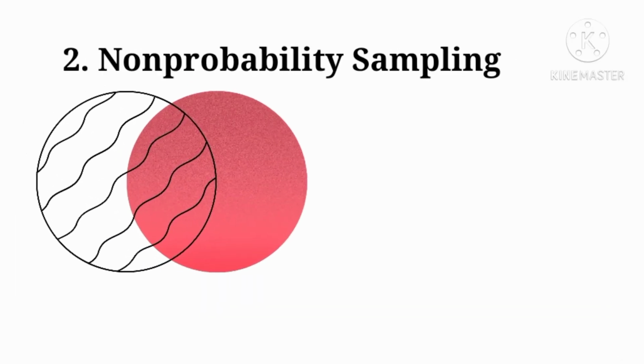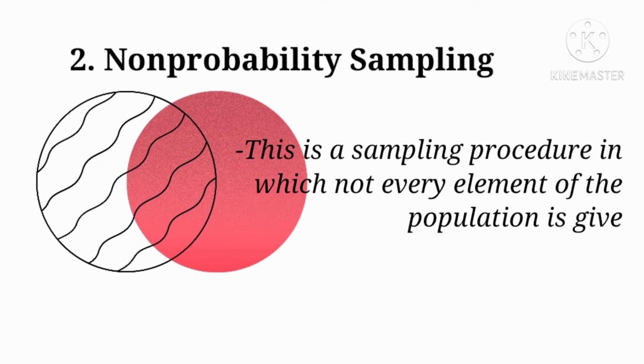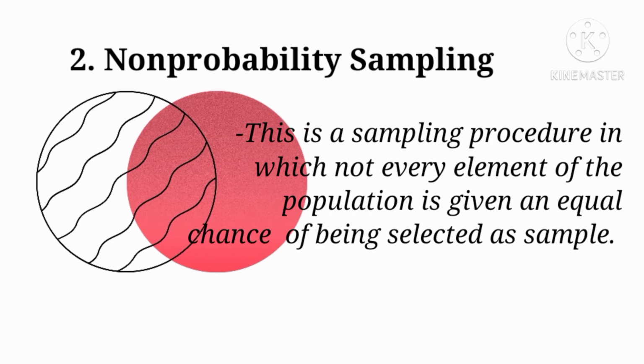So non-probability sampling is a sampling procedure in which not every element of the population is given an equal chance of being selected as a sample. The drawing of samples is based purely on the researcher's objective. This type of sample is easier and cheaper to access, but it has a higher risk of sampling bias, and you can't use it to make valid statistical inferences about the whole population.